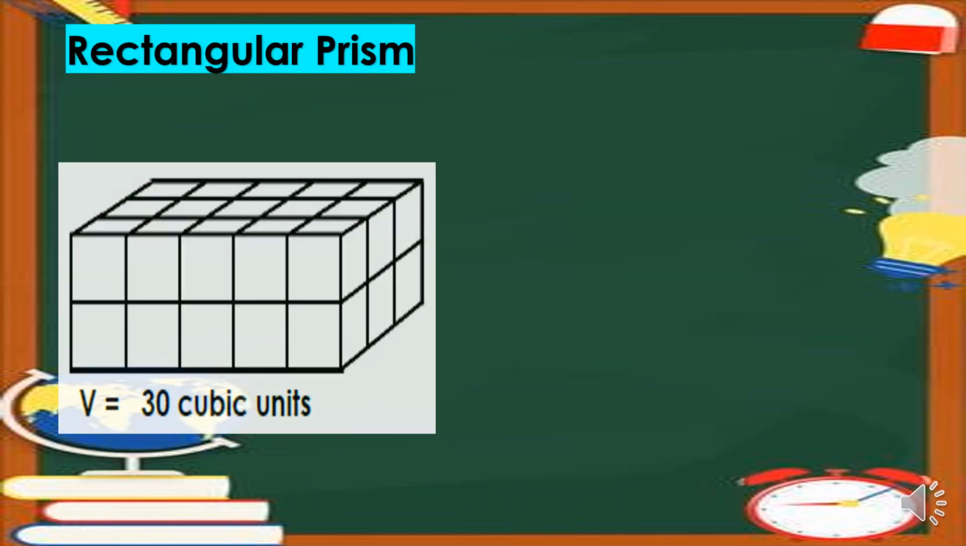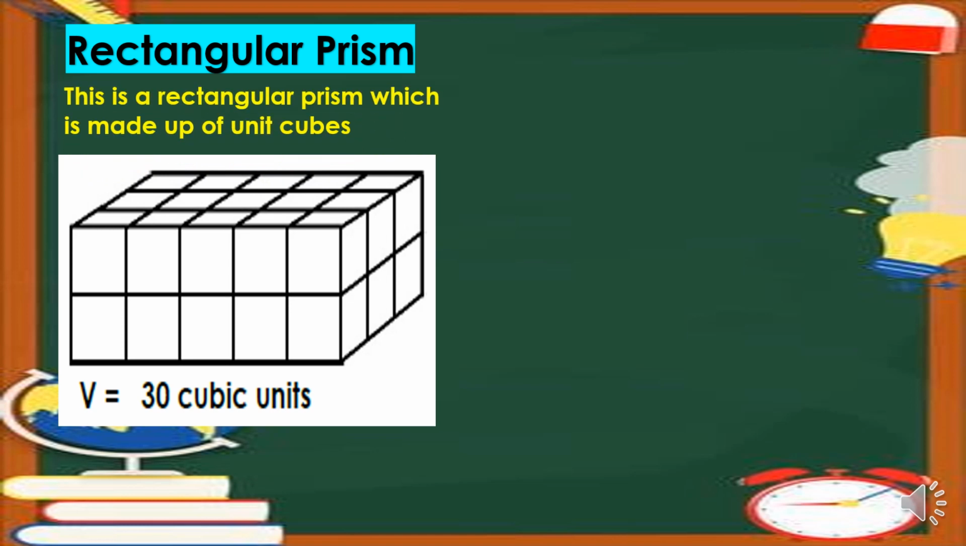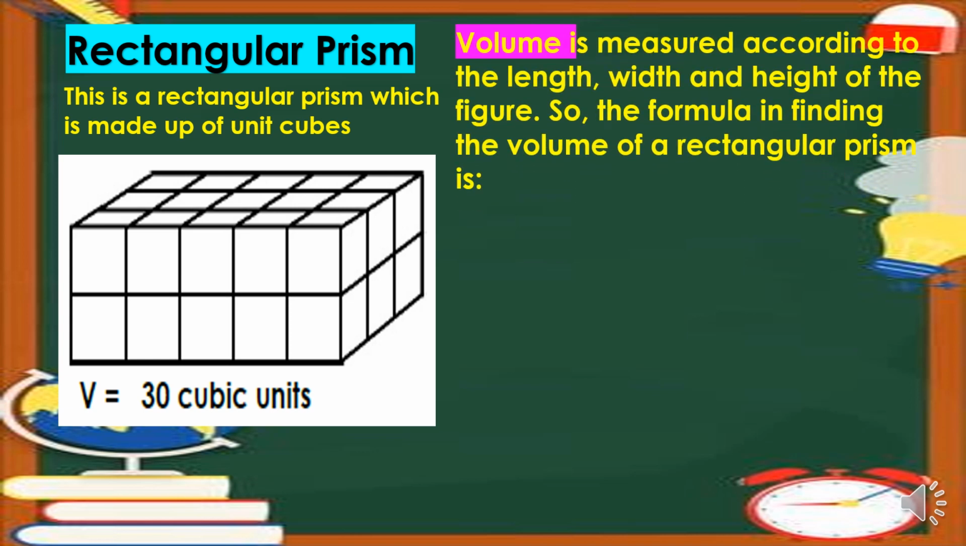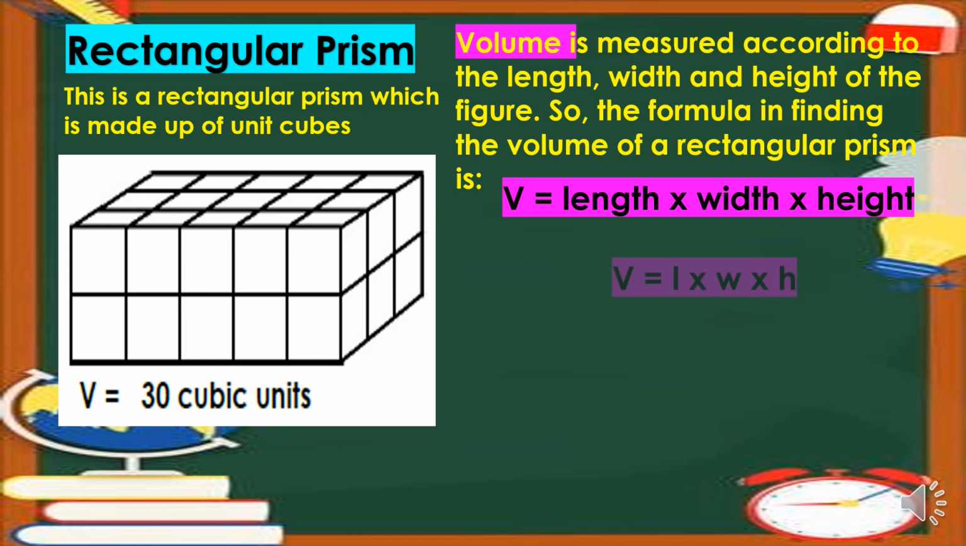For the rectangular prism, this is a rectangular prism which is made up of unit cubes, and this rectangular prism has a volume of 30 cubic units. Volume is measured according to the length, the width, and the height of the figure. So the formula in finding the volume of a rectangular prism is V equals length or L times width or W times height or H. So the formula is V equals L times W times H.